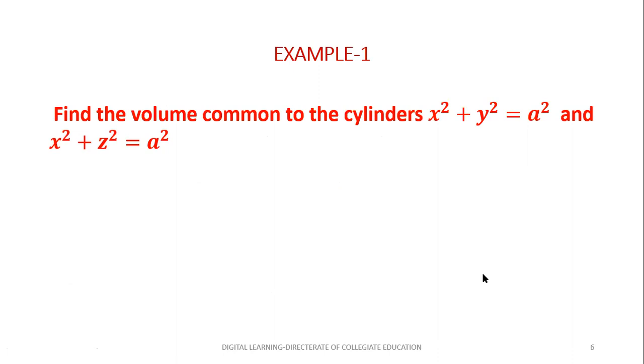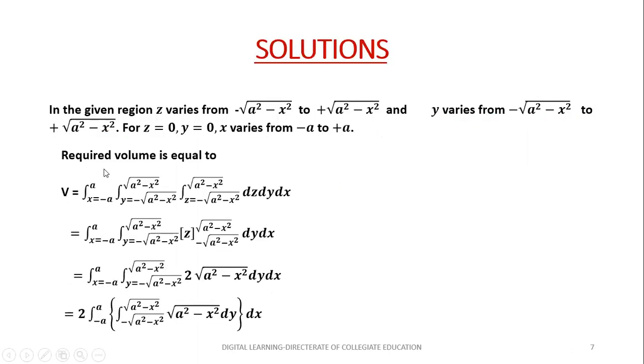Find the volume common to the cylinders x square plus y square is equal to a square and x square plus z square is equal to a square. Here, in the given region, z varies from minus square root of a square minus x square to plus square root of a square minus x square, and y varies from the same minus square root of a square minus x square to plus square root of a square minus x square. For z is equal to 0 and y is equal to 0, x varies from minus a to plus a. So these are the limits of x, y and z.